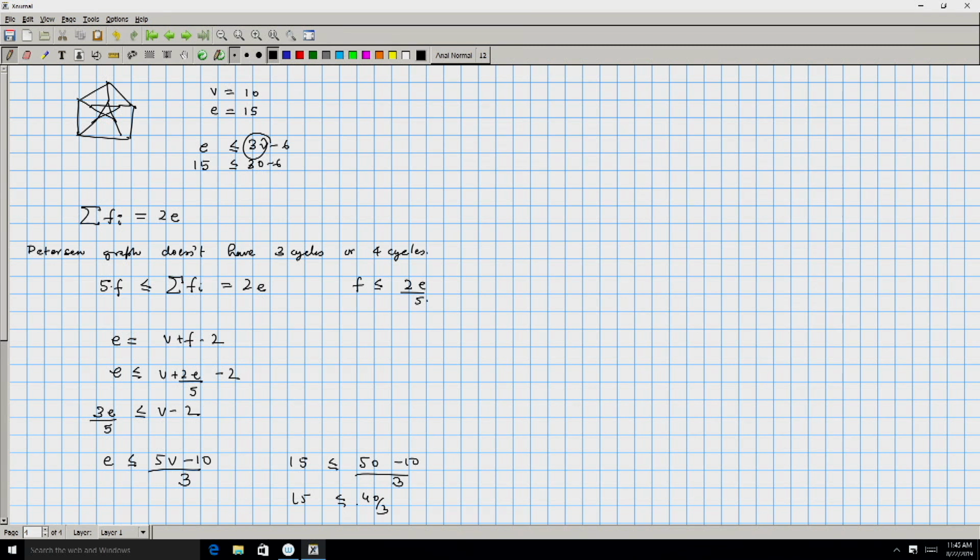So, we had seen planarity, and we had seen multiple applications of Euler's planarity theorem to prove the non-planarity of various graphs. We will stop here.